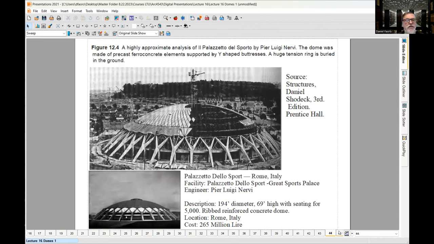And here we see some interesting connection conditions. We've got these Y-shaped columns here. And then we have an elevated tension ring down below at the ground and then columns supporting that down below. And you could enter and leave the dome at any one of those locations because you're not interrupting the dome surface. You're not weakening the dome at that point because you really don't penetrate it. The dome is really above ground. It's 194 feet in diameter, 69 feet high with seating for 5,000 people.